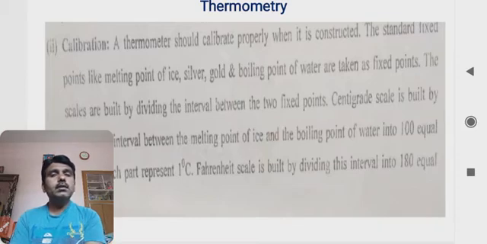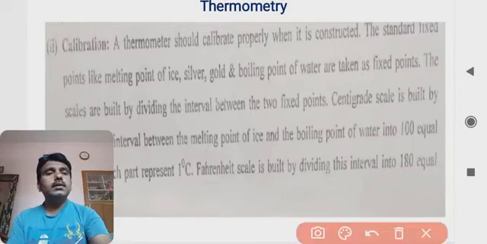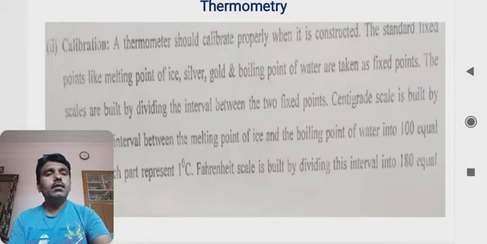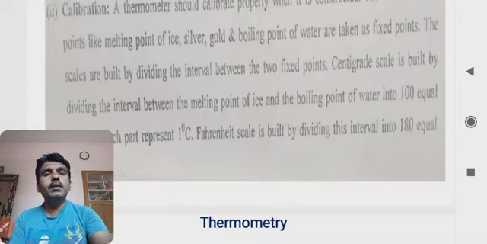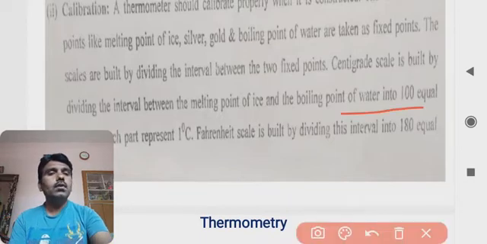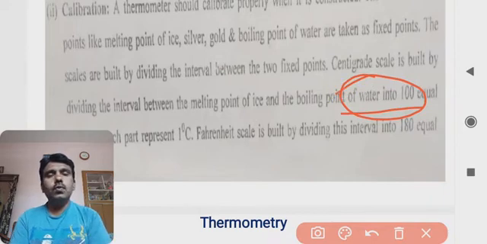by dividing the interval between two fixed points, either the boiling point or the melting point of water or anything. In that case the centigrade scale is built by dividing the interval between the melting and the boiling point of water, and it gives you 100 equal parts. As we know, the temperature is said to be 100 degree centigrade.